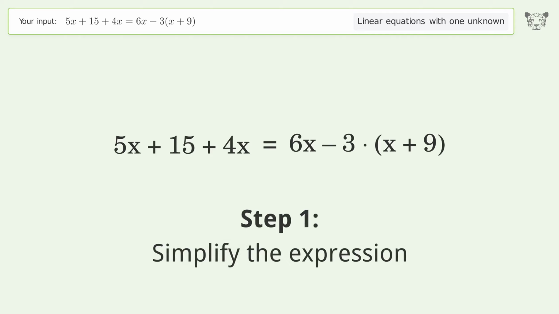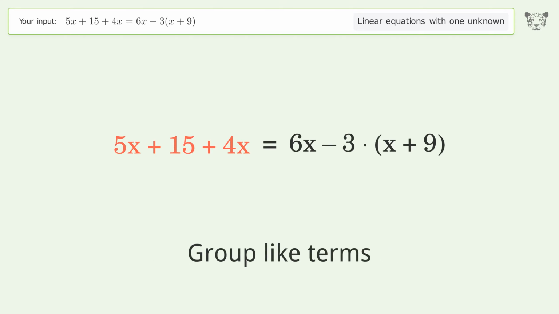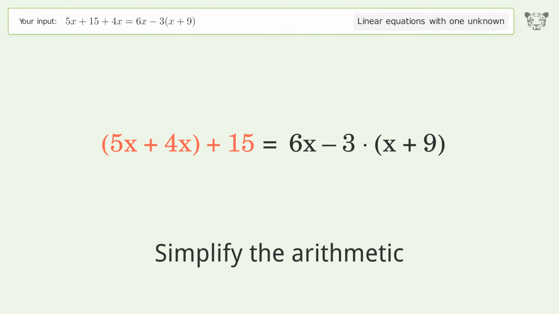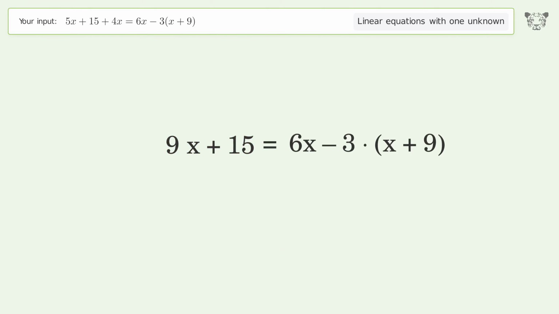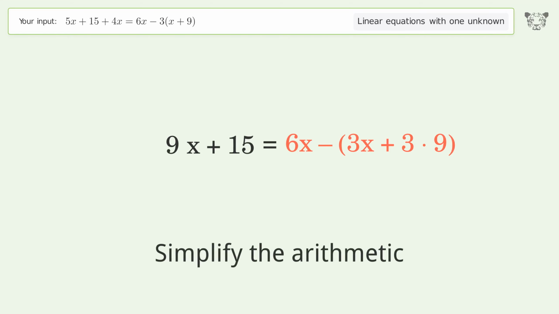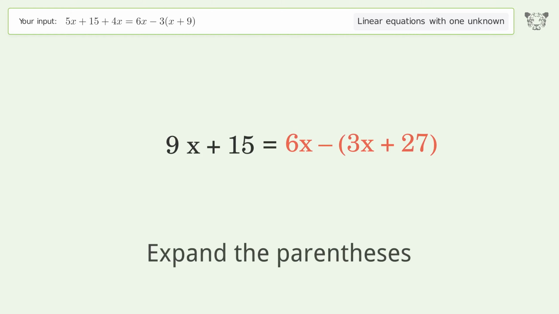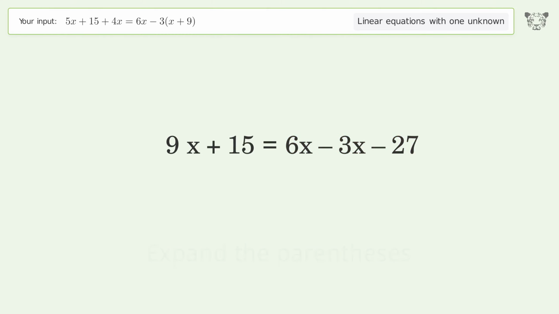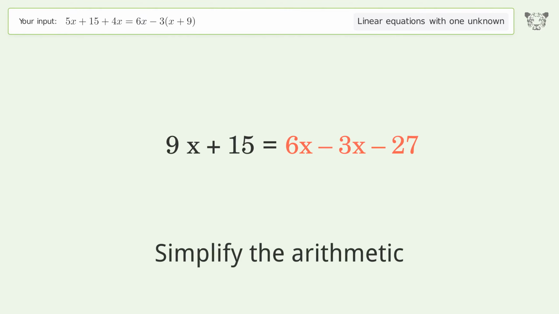Simplify the expression. Group like terms. Simplify the arithmetic. Expand the parentheses. Simplify the arithmetic. Expand the parentheses. Simplify the arithmetic.